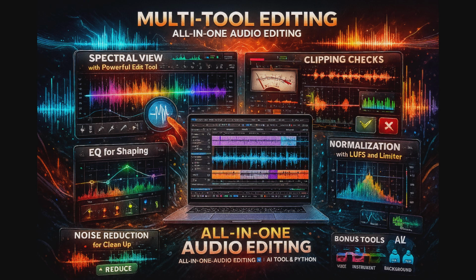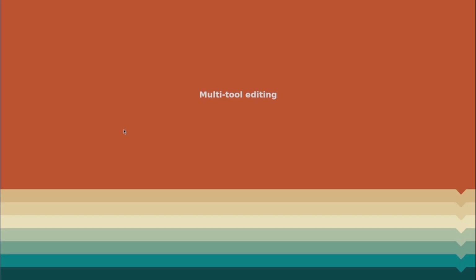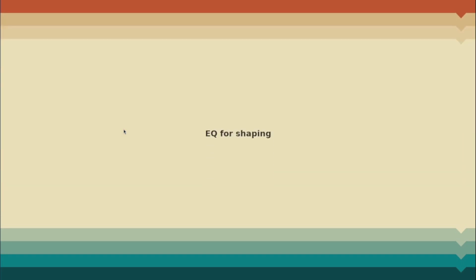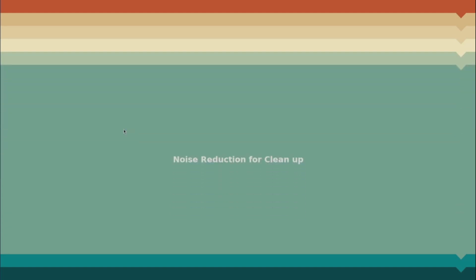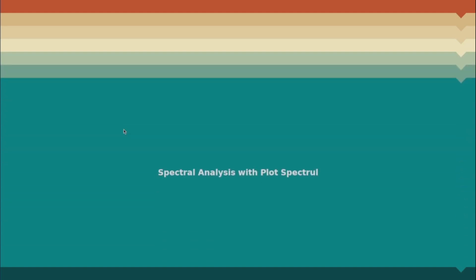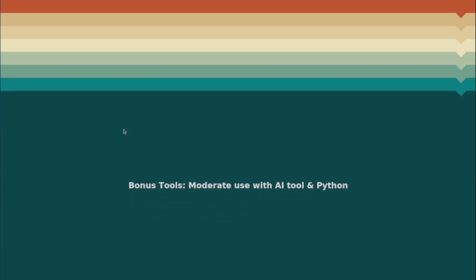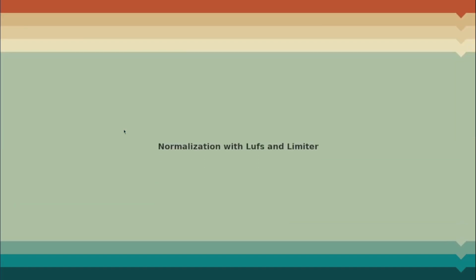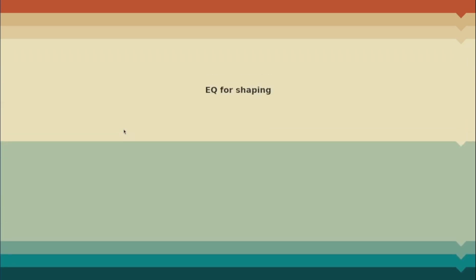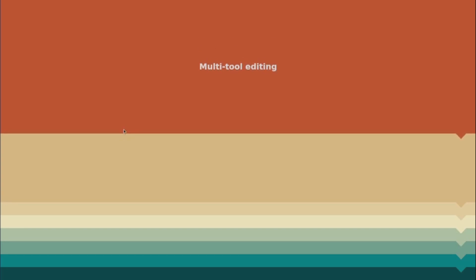So that's my go-to toolkit in Audacity. Multi-tool editing, clipping checks, spectral view with powerful edit tools, EQ for shaping, normalization with LUFS and limiter for balance, noise reduction for cleanup, and finally spectrum analysis with meters. Now, AI tools can automate some of these, but free ones are limited and premium ones cost a lot. With Audacity, you stay in control and can let AI handle the basics, then fine-tune in Audacity. The best of both worlds.